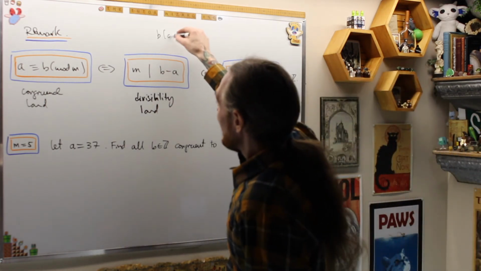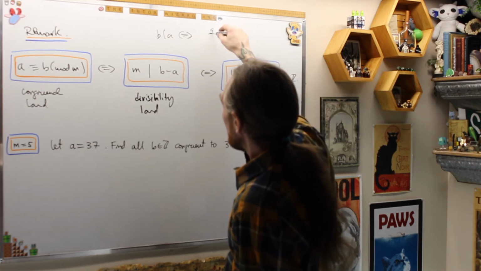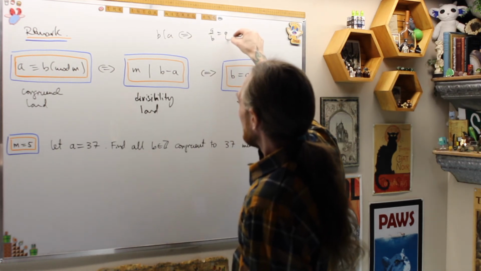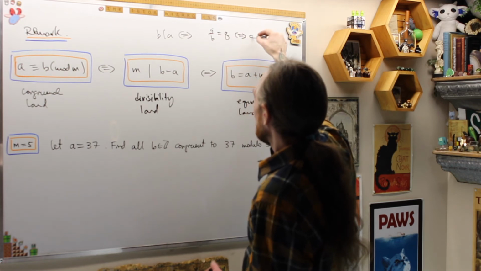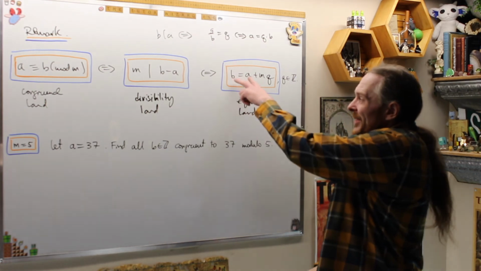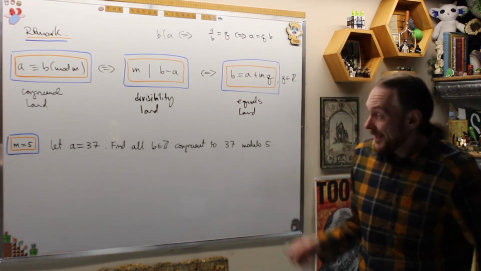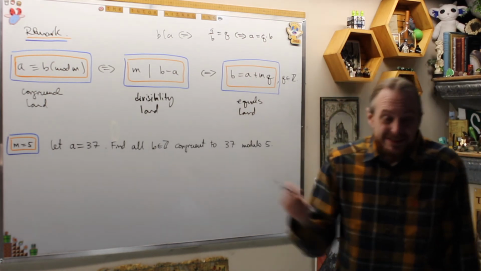b divides a if and only if a over b is an integer. So that means there has to be some integer q, and that says a is equal to q times b. And this is where we get b minus a would be a multiple of m, but if we bring the a to the other side, we get this clever equality. What does this do for us?